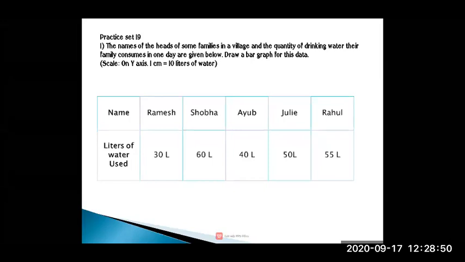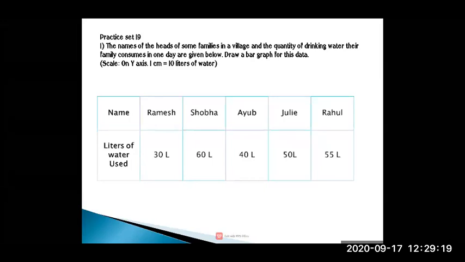Now first the table is shown over there. In the table, names are given and liters of water used are given. Names are Ramesh, Shobha, Ayub, Julie, Rahul. Whatever names are given, on which line are you going to write those names?